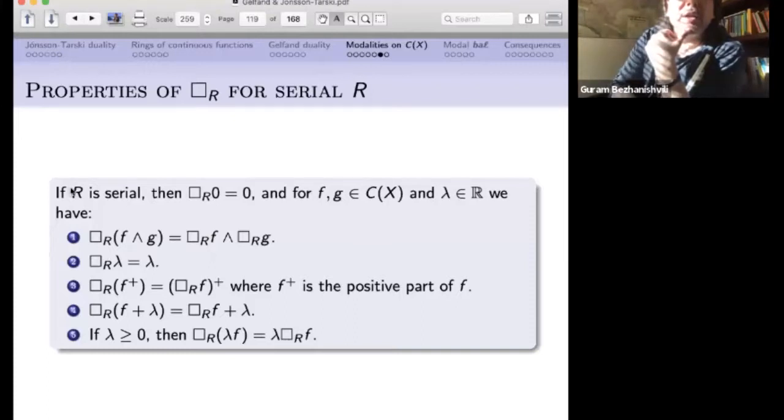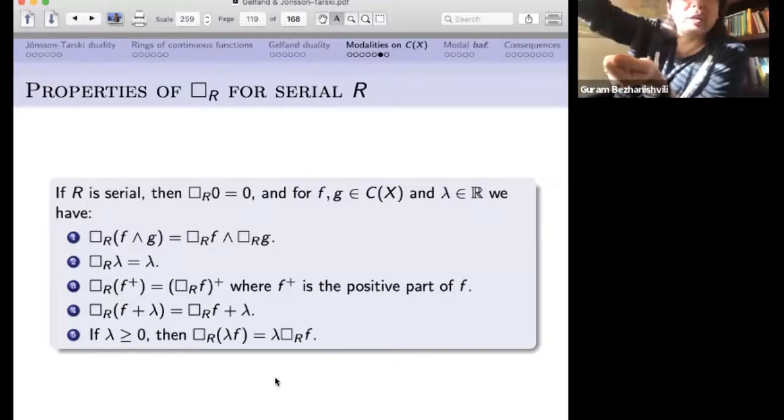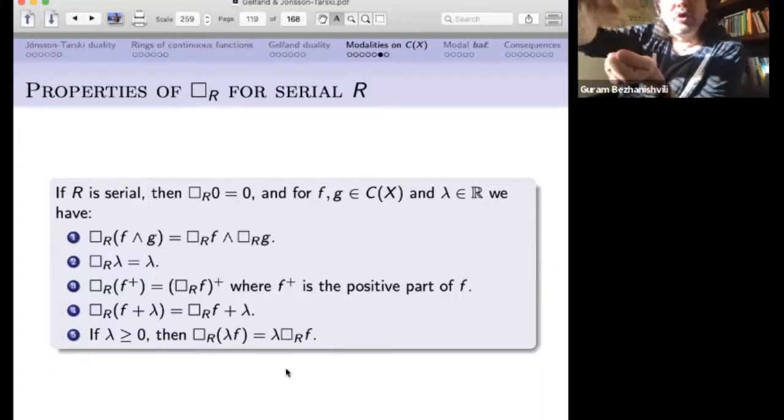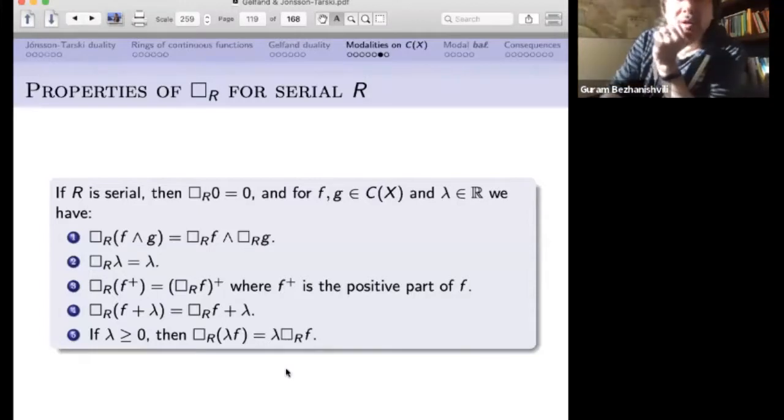And observe that I'm making the assumption that R is serial here, because when R is not serial, then box R of 0 is not necessarily 0, and this axiomatization becomes a little bit uglier. Axiom 3 simply tells you that box preserves the positive form. Axiom 4 tells you that box preserves translation by a scalar: if you apply box to a translation, that's the same as first applying box and then translating. And axiom 5 tells you that box respects multiplication by positive scalars. You can apply box to multiplication by a positive scalar, and that's going to be the same as first applying box and then multiplying by the positive scalar.